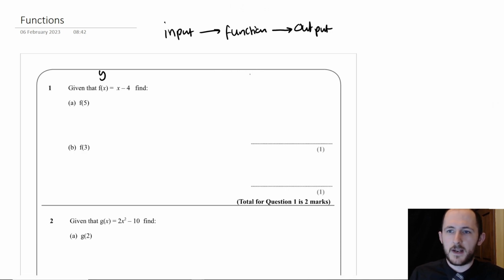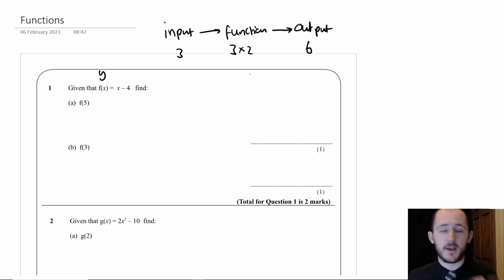So essentially if you put in a number, let's say 3, the function will do something to that number, like it might times it by 2 and give you an output of 6. So if you remember the number machines you did back in primary school or back in year 7 and 8, it's basically that. Okay? So it takes in something, an input, which we just call x, and it gives you an output. Okay? Pretty simple, hopefully.